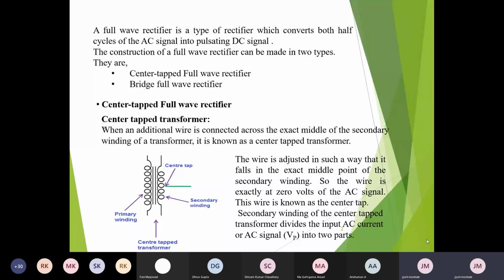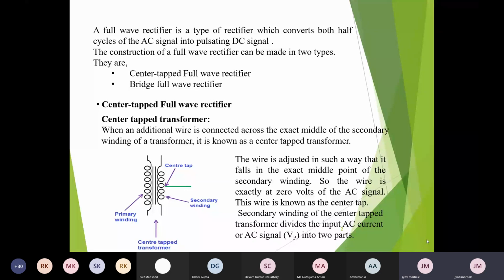For example, suppose there are 100 turns at the secondary winding. The center tap connection will be placed at winding number 50. So this center tap connection will divide the secondary winding into two equal parts. Nothing is higher or lower; it is evenly distributed into two similar parts, one at the upper winding, another at the lower winding.